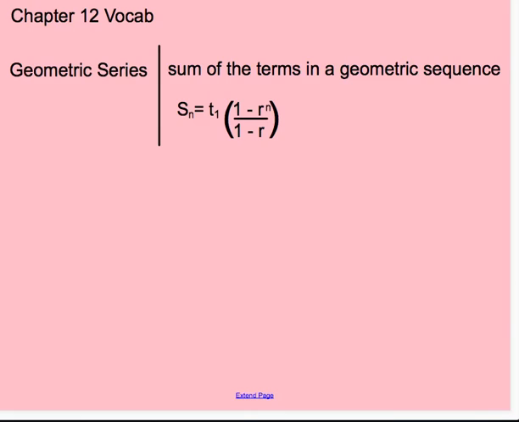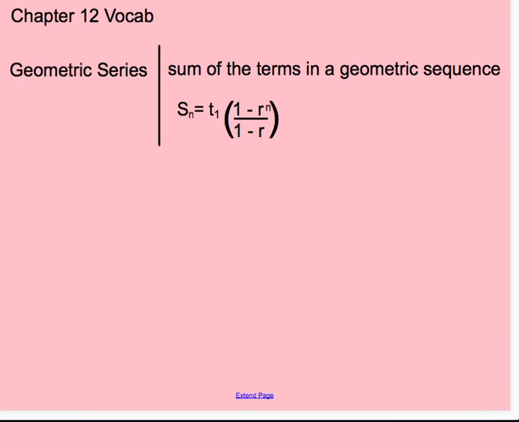And here's the formula for the sum of the terms in a geometric sequence. So the sum of the first n terms equals your first term. Notice that's not inside the parentheses at all. So be careful with order of operations on this one. And then you take 1 minus your ratio to the nth power. So again, that's the number of terms that you're adding, divided by 1 minus the common ratio.